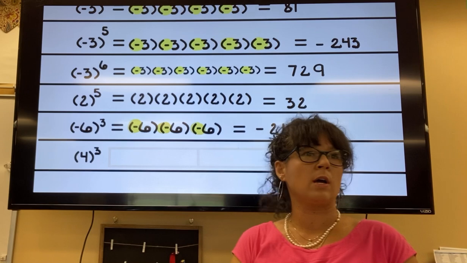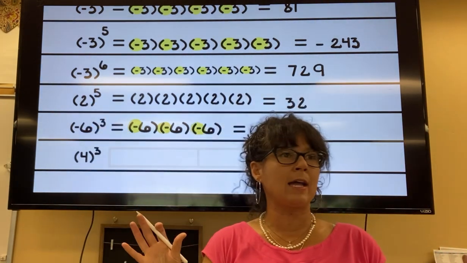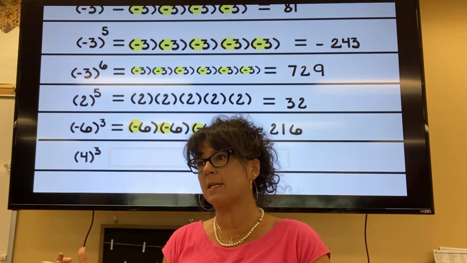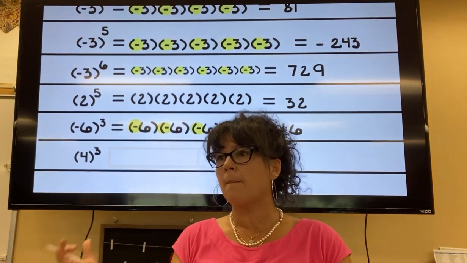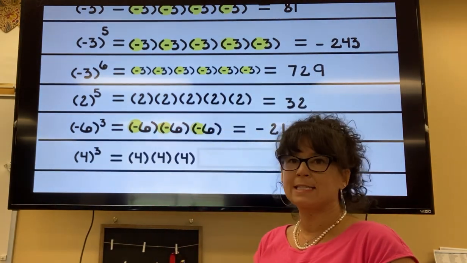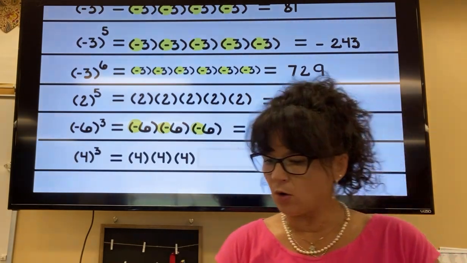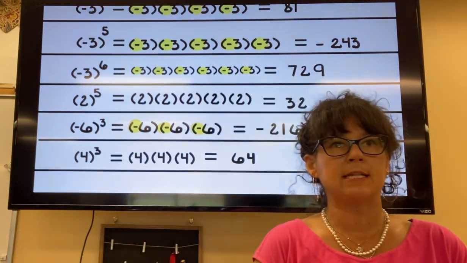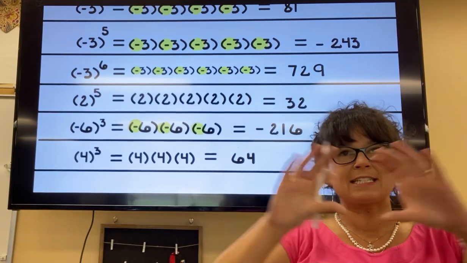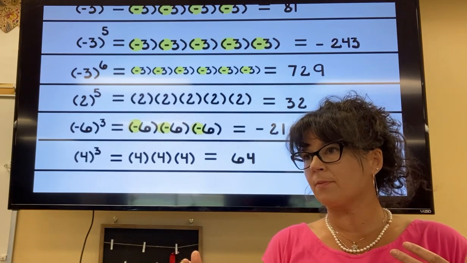Okay, the last one, 4 cubed, this is kind of like the 2 to the 5th in that if you have a positive number, no matter how many positive numbers you multiply together, the answer is going to be positive. So if I take 4 times 4 and get 16, and then 16 times 4 is 64, we have a positive 64.